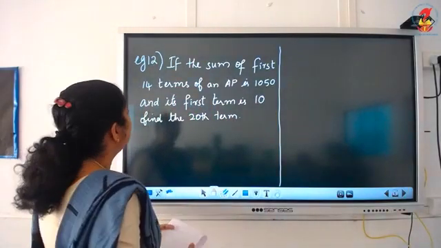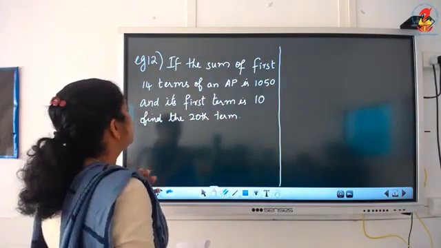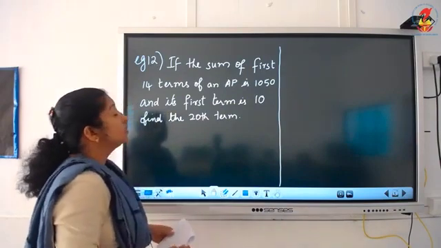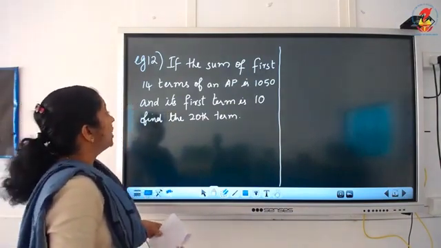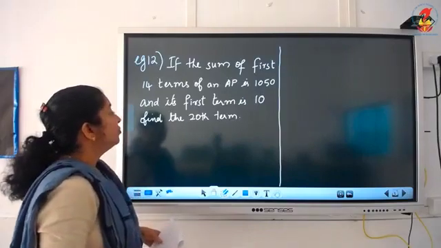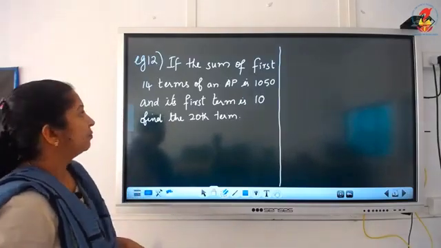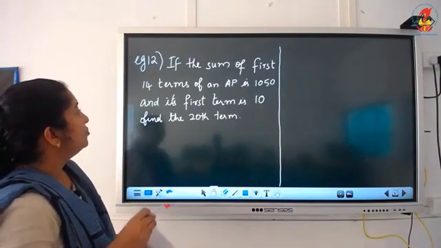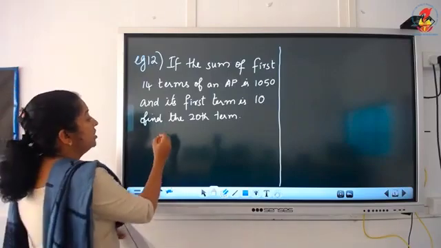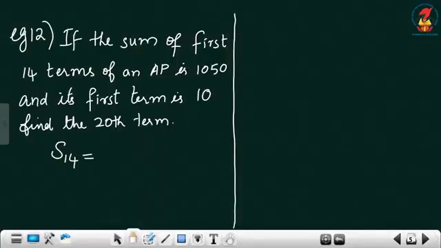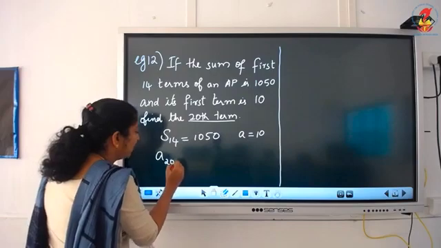Example 12. If the sum of first 14 terms of an AP is 1050 and its first term is 10, find the 20th term. If the sum of first 14 terms is 1050, S14 is given as 1050 and first term is given as 10, we have to find the 20th term, that means a20. Find a20.